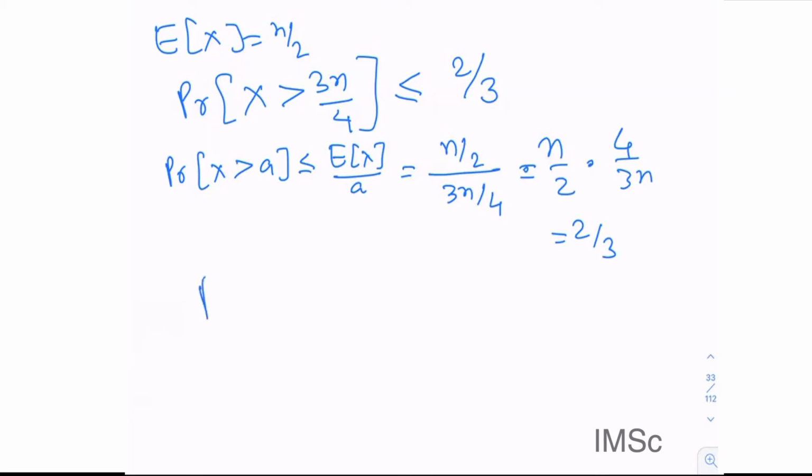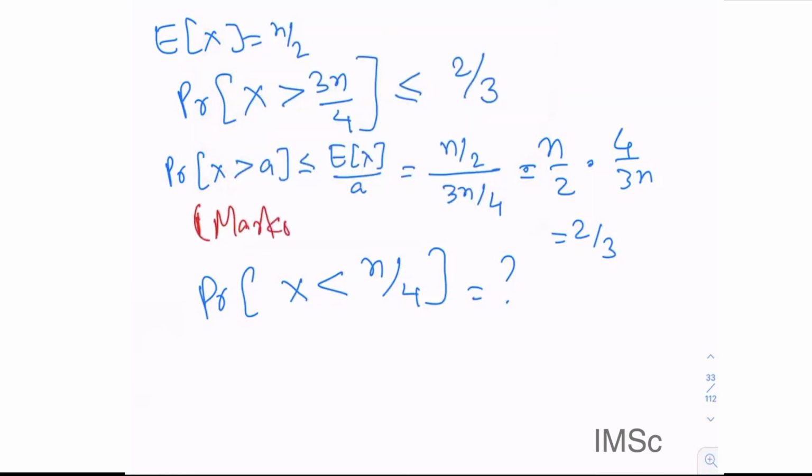But if I ask you, what is the probability X is less than n over 4? Can we say something using Markov? But do you want an upper bound or a lower bound? We just said that the probability that X is at least 3n by 4 is at most 2/3. We said this using Markov. This is exactly where we applied Markov.